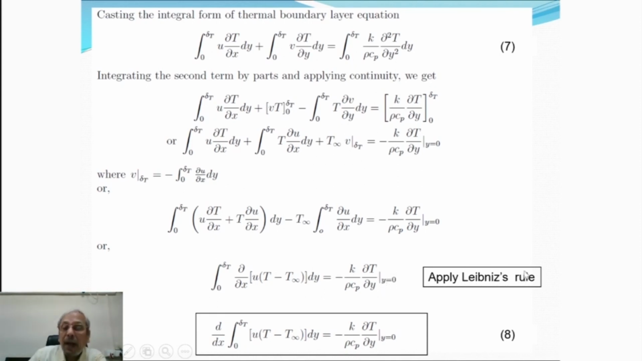And again we apply Leibniz rule, which is differentiation under the sign of integration, and we write d/dx of the entire quantity under the integral sign, 0 to delta t, u (T minus T infinity) dy, equal to minus k by rho Cp del T del y at y equal to 0. And this equation is known as the energy integral equation.